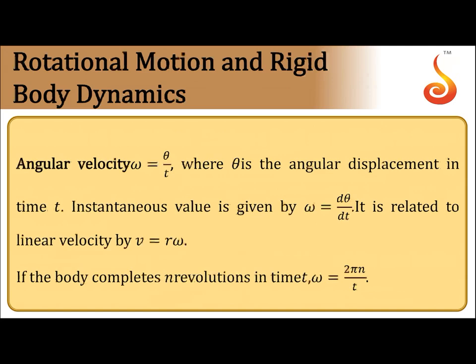Moving on to the next concept. So that is all about work, energy and power. Now moving on to rotational motion and rigid body dynamics. In rotational motion, we come across rotational variables. The first one is angular velocity. Angular velocity is given by angular displacement theta divided by t. Instantaneous angular velocity is given by d theta by dt. It is related to linear velocity by the relation v is equal to r omega. If the body completes n revolutions in time t, then omega is given by 2 pi n by t. It is called angular velocity as well as angular frequency. Both are one and the same.